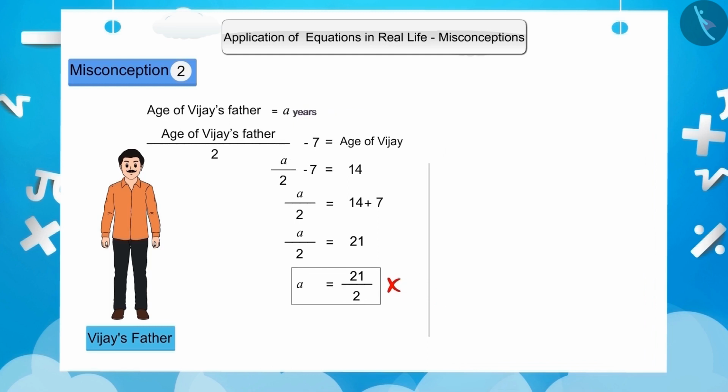In LHS, if A is divided by 2, then to find the value of A, it will be multiplied in RHS. So, we will get A is equal to 21 into 2, that gives A is equal to 42. Therefore, our answer is 42. This means the age of Vijay's father will be 42.